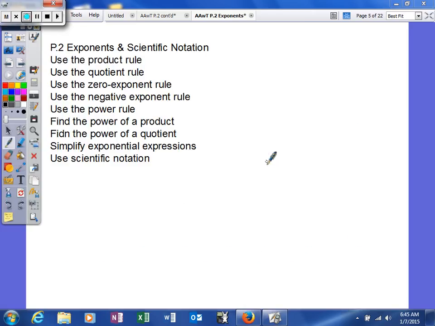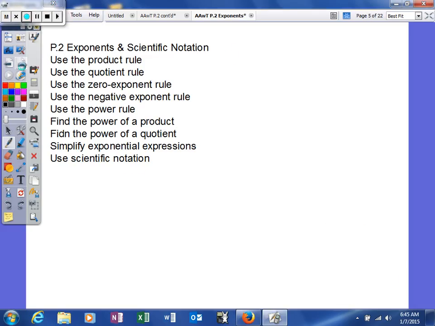Alright, moving on to the prerequisite chapter, section 2 on exponents and scientific notation. We're going to learn how to use the product rule, the quotient rule, the zero exponent rule, the negative exponent rule, the power of a product, the power of a quotient, and simplify exponential expressions using scientific notation.